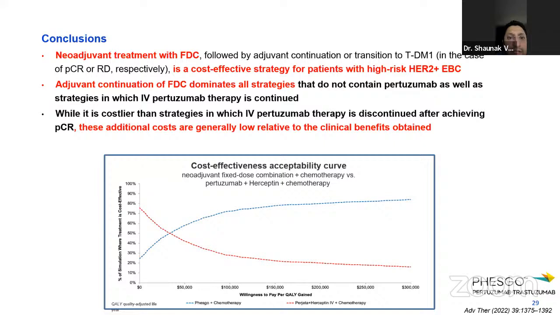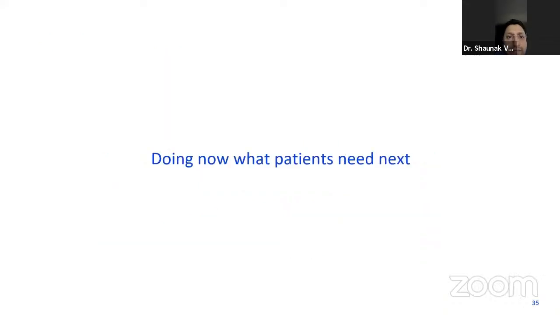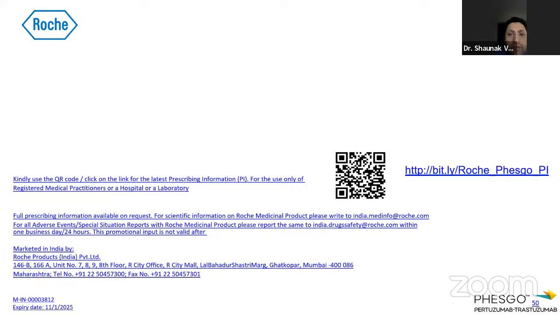So the conclusions were that neoadjuvant treatment with the fixed dose combination is cost effective. The adjuvant continuation of the fixed dose dominates all strategies, and we have other strategies coming in as well, as we discussed. While it is costlier than strategies in which IV pertuzumab is discontinued after achieving pCR, these additional costs are generally low relative to the clinical benefits obtained. Next slide. So now we look at what the patients need next. Next slide. Thank you.